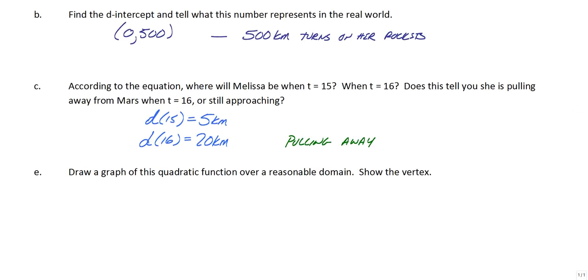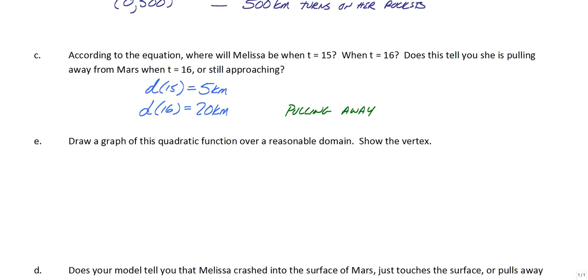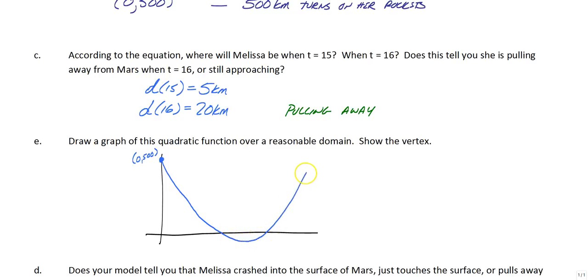Now the next part we're going to do is sketch a little graph of this quadratic. And it says a reasonable domain, so obviously we want to be starting from 0 and see what happens. So we know that this is 0, 500. We already figured that out. So let's see what happens. If you were to graph that in your graphing calculator, you're going to get a graph that looks like this. Now we have an issue. Our vertex, in this case finding the minimum with your calculator, is at 13, -7.